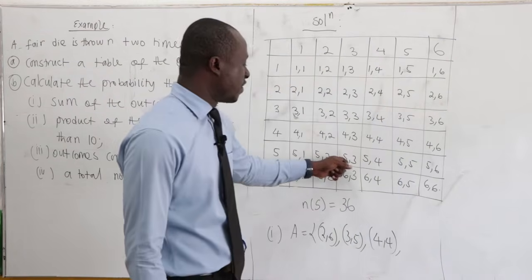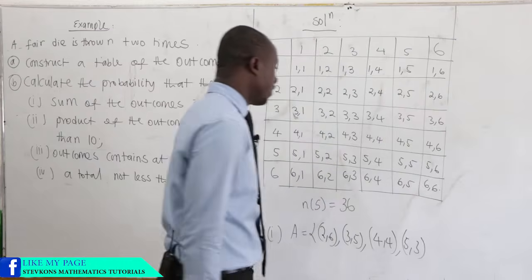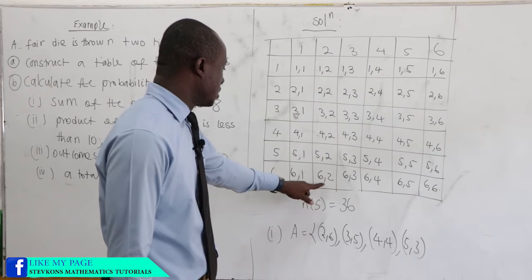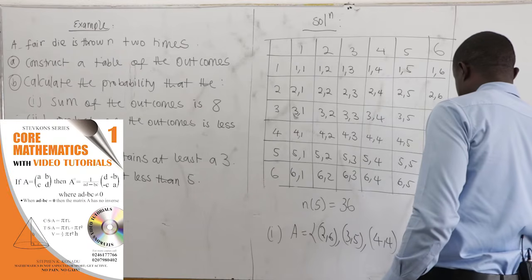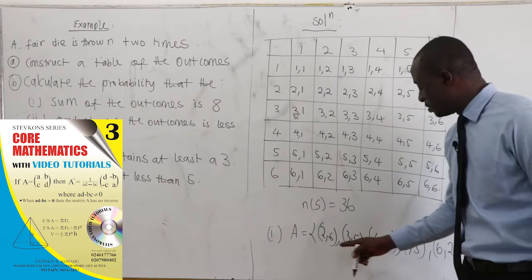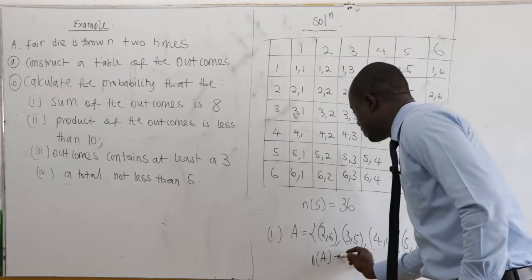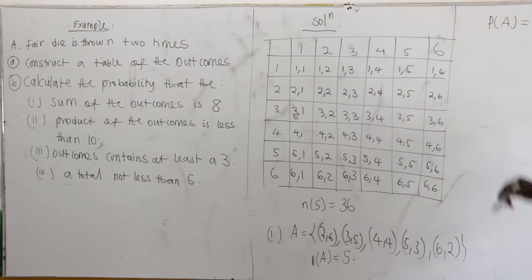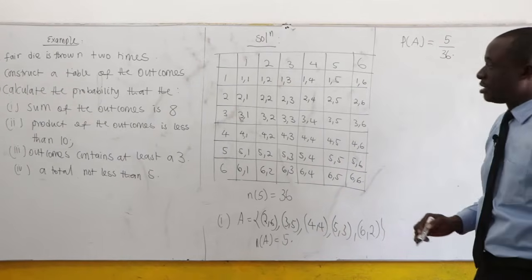Now 5 plus 1 is not part. But then 5 plus 3 will give us 8. And now let's see, 6 plus 2 is also giving us 8. So these are the possible events. Let's see how many. 1, 2, 3, 4, 5. So our number of events, or the cardinality of A, is 5. So the probability of getting A is the number of events, which is 5, all over the number of sample space, which is 36.